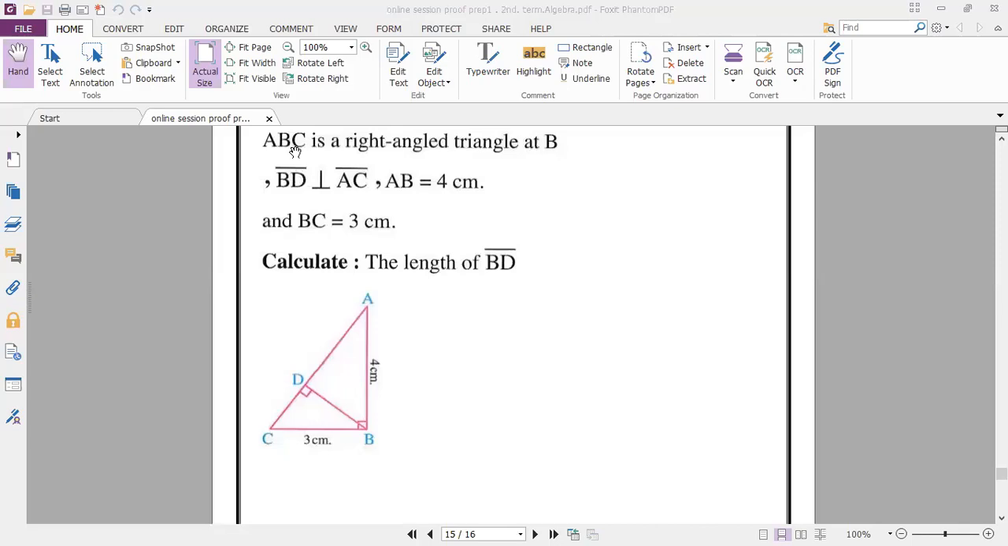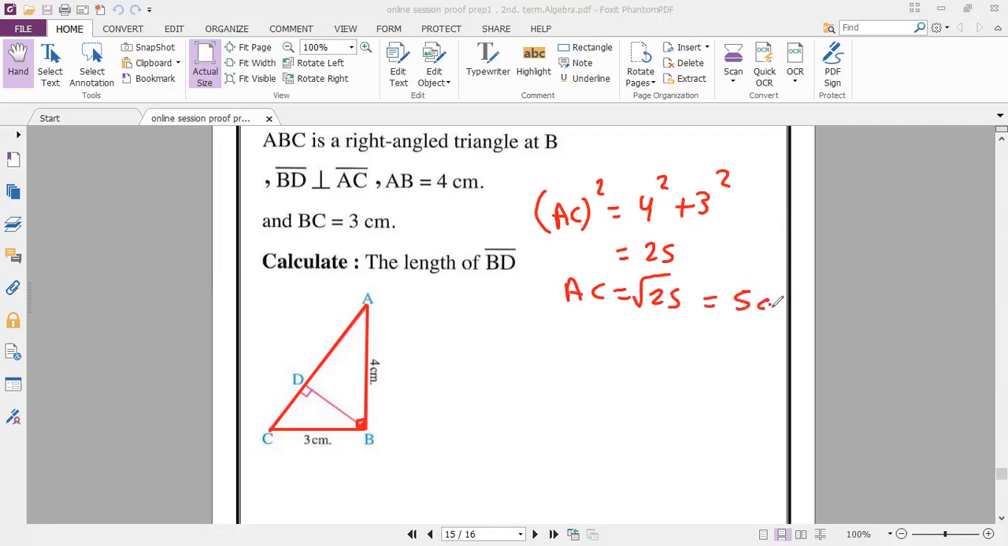Here in this example, we have ABC as a right angle triangle at B, okay? And BD is perpendicular to AC and AB equals 4 centimeters, BC equals 3 centimeters. I want to find the length of BD. So let's have a look at the triangle ABC. ABC is a right angle triangle at B, so we can find the length of AC. AC to the power of 2 equals 4 to the power of 2 plus 3 to the power of 2 equals 25. So AC is the square root of 25 equals 5 centimeters.